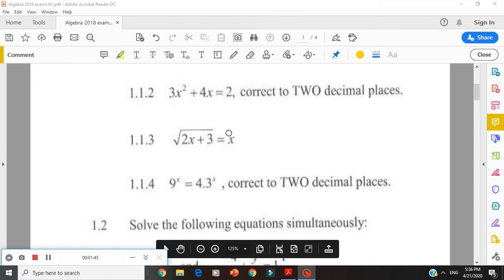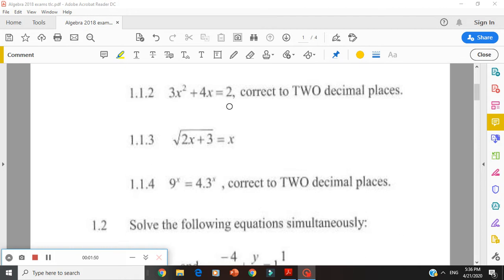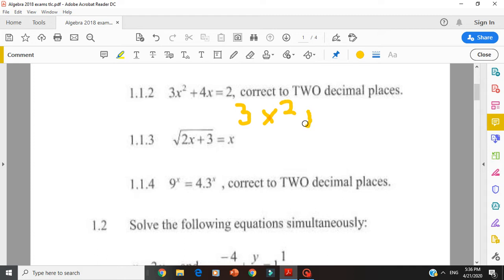Okay, so when you look at this problem, we need to rearrange it in terms of ax squared plus bx plus c equals 0. So when you do that, you're going to get 3x squared plus 4x minus 2 equals 0.